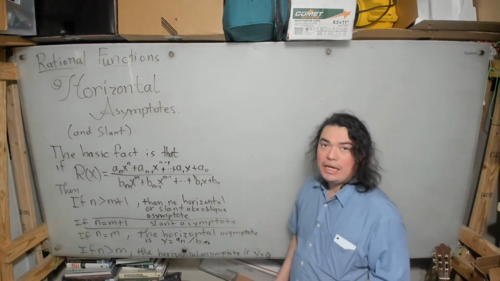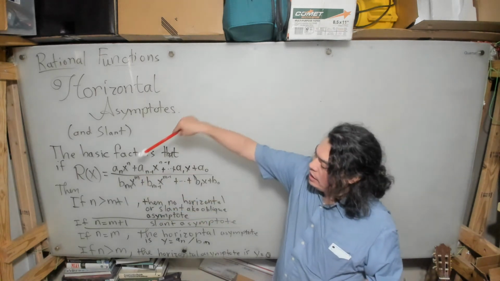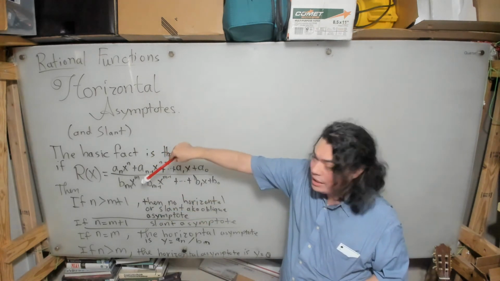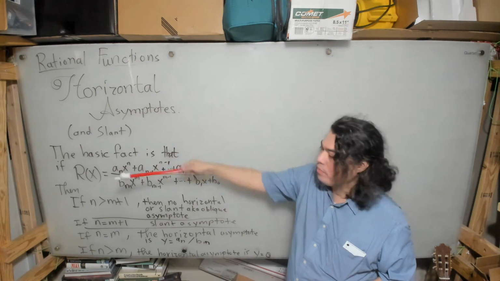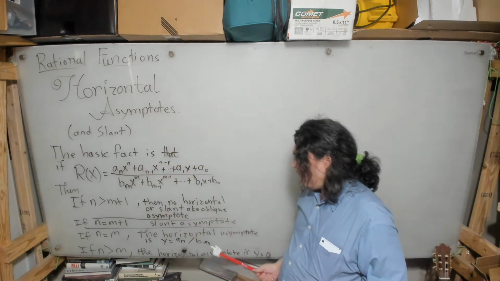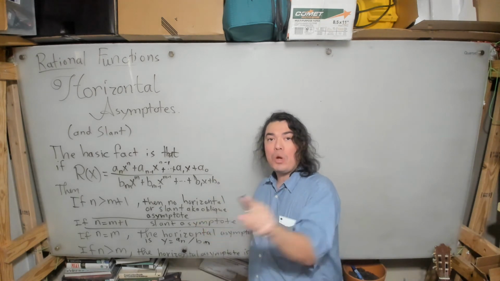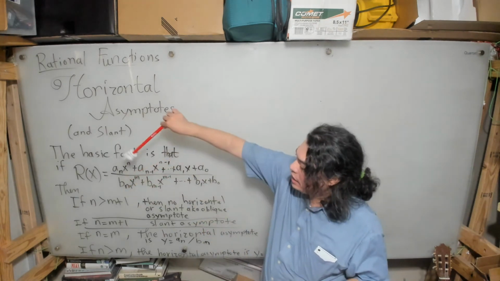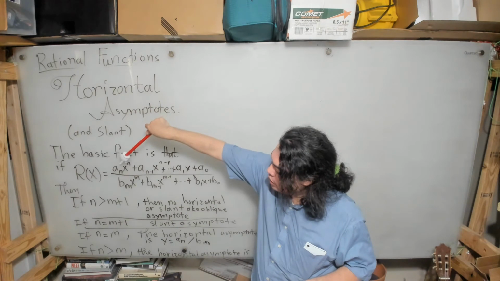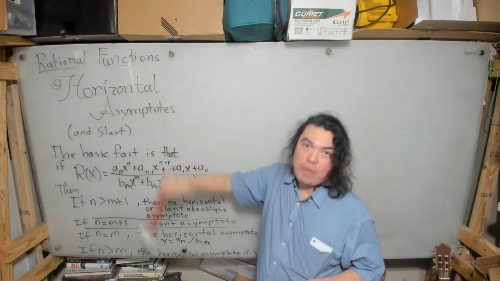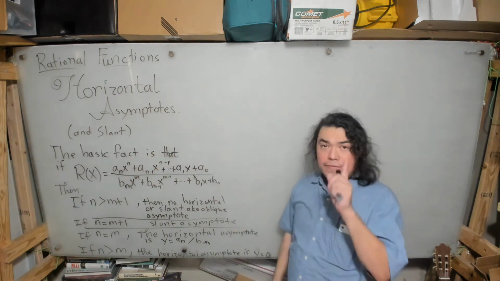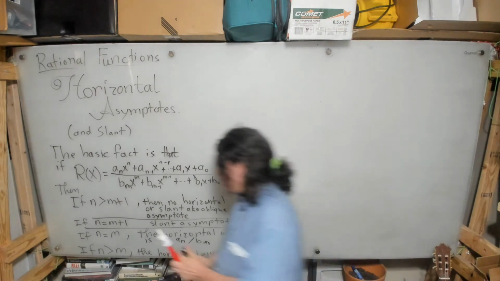What is that saying in plain language? That is saying that if the degree of the polynomial on top is equal to the degree of the polynomial on the bottom, then the horizontal asymptote will be the horizontal line y equals c, where the constant c is the leading coefficient of the numerator divided by the leading coefficient of the denominator. Okay?